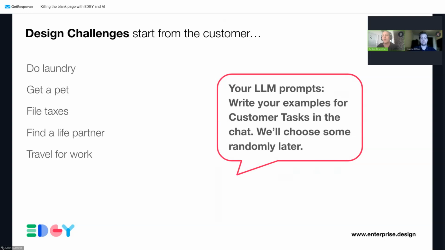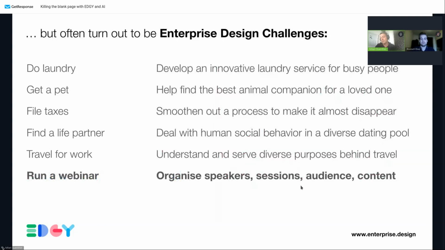It can be anything from your private life, from your professional life. Maybe you want to get a hot dog, or implement an ERP system, or be compliant, or change your career, or whatever it is. Let's collect some customer tasks that we can use later to challenge our AI. For example, one task that we are having today, or trying to solve today, is running a webinar.